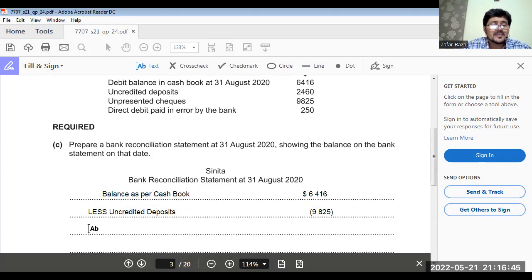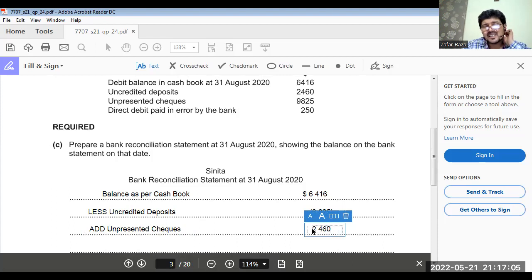Now add unpresented checks. Unpresented checks. How much? 2,460. Okay. Last item, bank error.